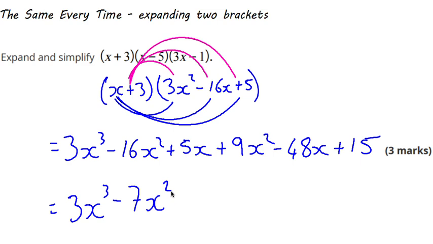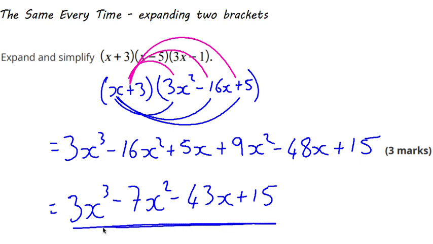Positive 5, start with the positive 5, take away 48. 5x minus 48x gives me negative 43x. And then the number on its own, there's only one term with a number, that's positive 15. So that's my final answer. I can't do anything else with that because all the terms are different, x cubed, x squared, x, and a number on its own. I can't do anything else with it. There it is, there's my answer, expanded and simplified.